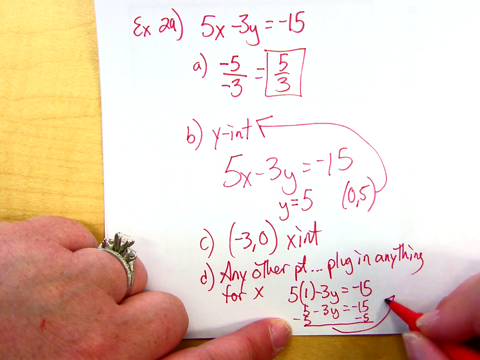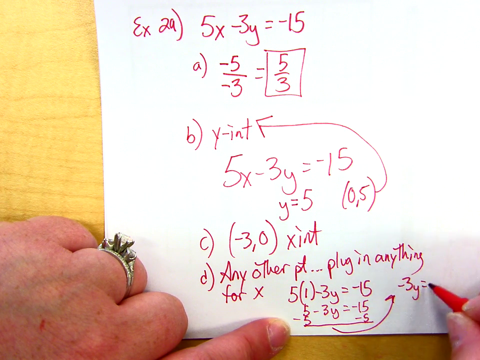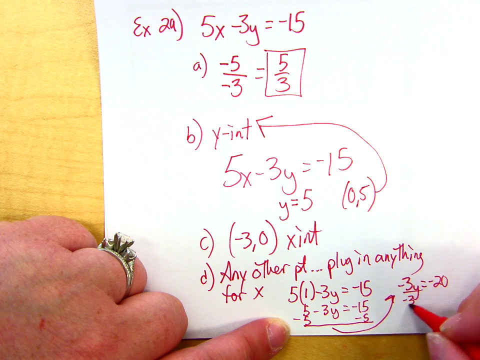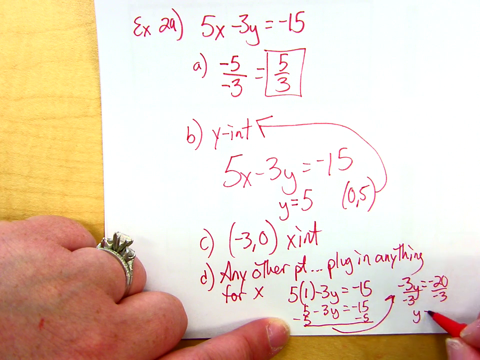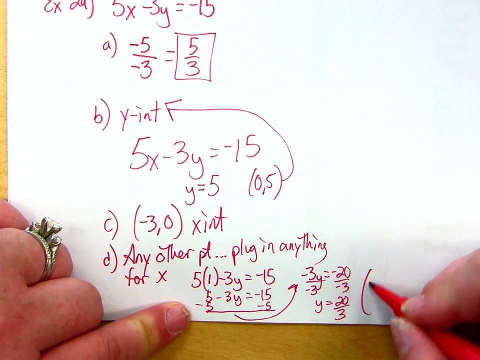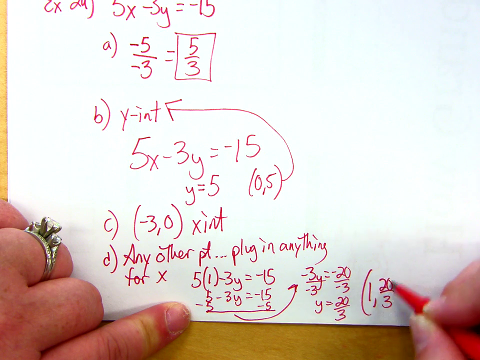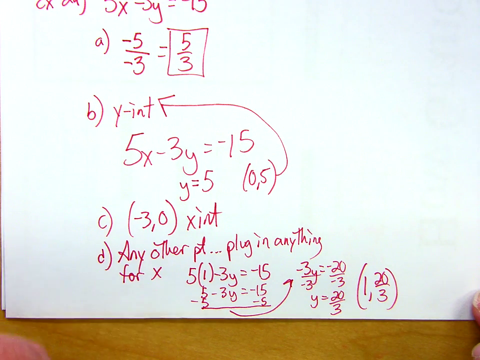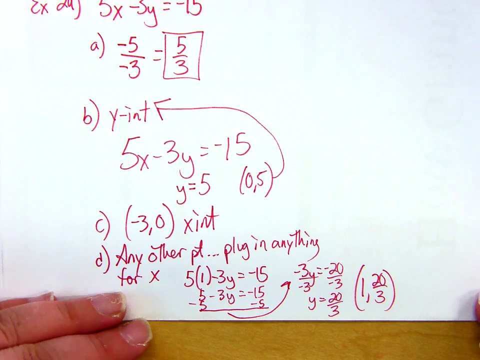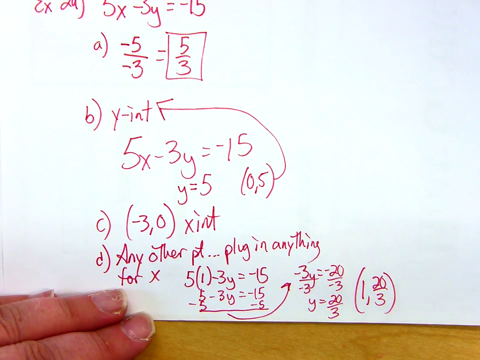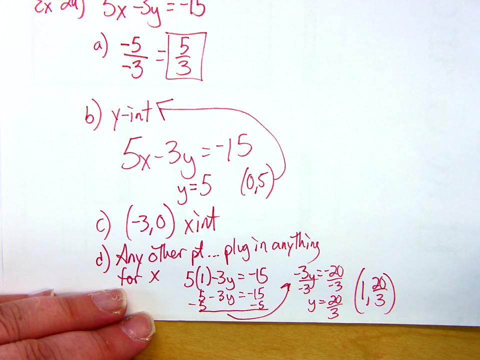I'm running out of room. Did you get 1 comma 20 over 3? All right, good.